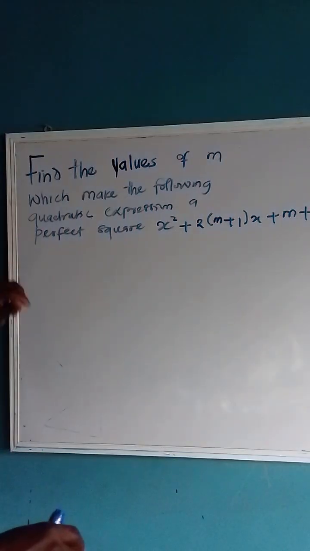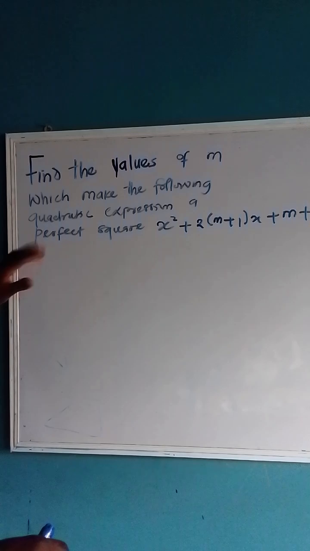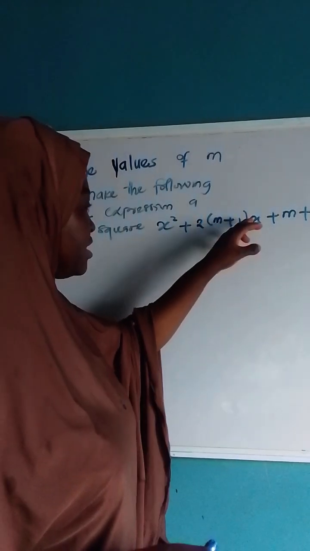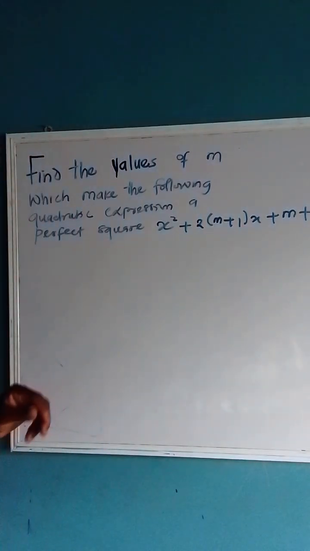Find the values of n which make the following quadratic expression a perfect square: s squared plus 2 into (n plus 1) into s plus n plus 3. So how are we going to go about it?